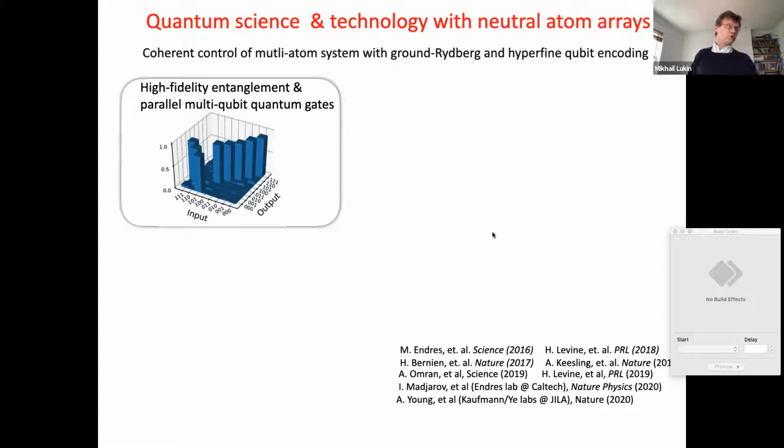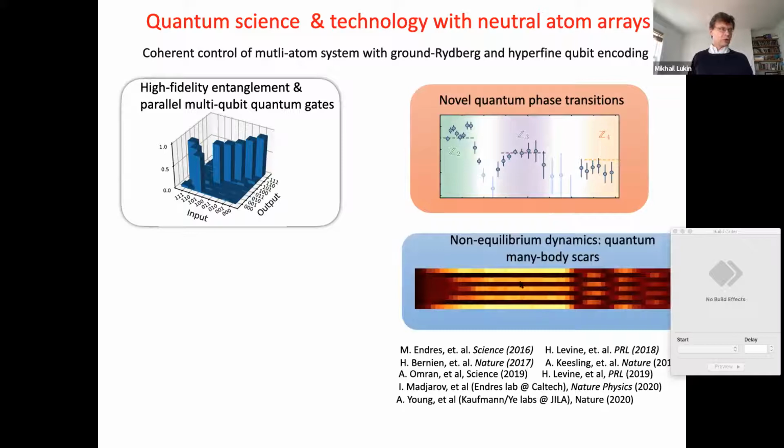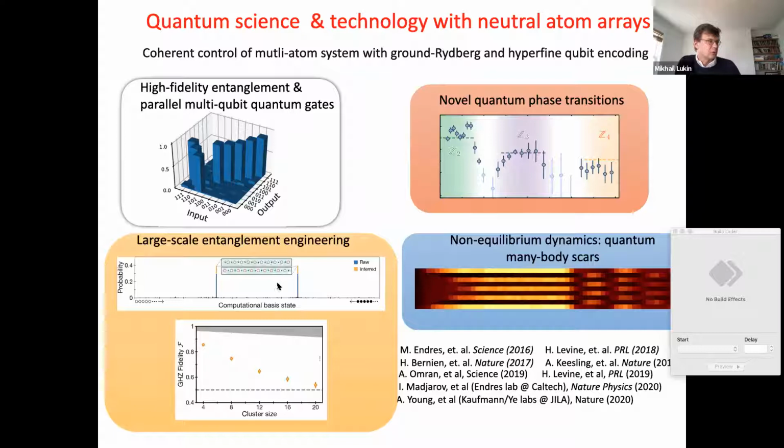We have, for example, used this system to implement high fidelity entanglement and parallel multi-qubit quantum gate operations. We explored transitions into all of these exotic states. We did quite a bit on exploring nonlinear dynamics, where you kick the system and see how it evolves. I'll tell you a little more about that in a few minutes. We also engineered large scale entanglement. In one of the experiments last year, we created a 20 qubit GHZ state, which at the time was the largest GHZ state.